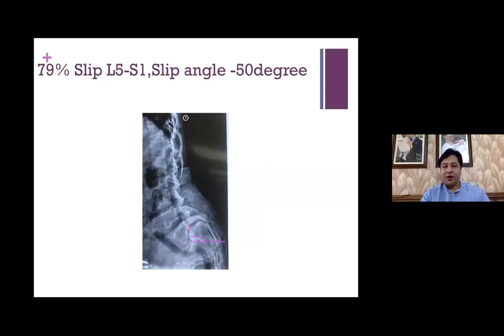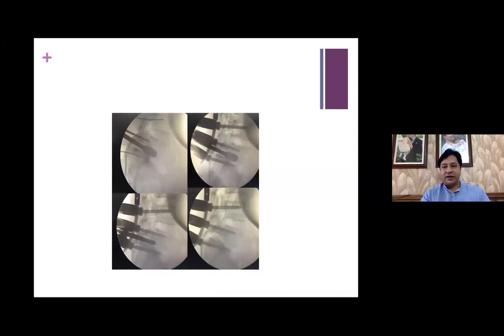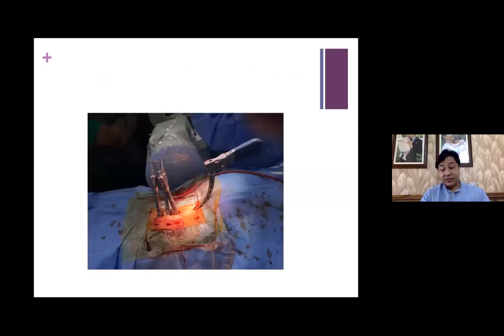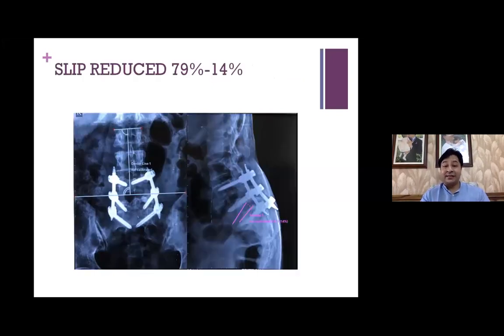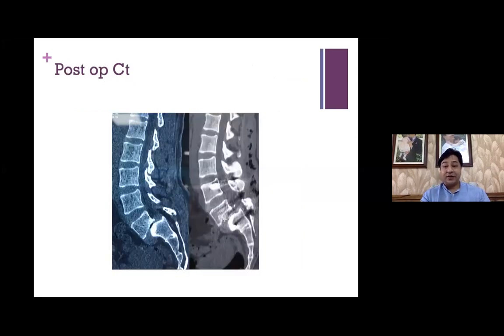Everything through tubular approach. We could reduce the slip, still doing everything MIS. We had to go up to L4 because it was a very high grade slip. And if you see, we have reduced the slip from 79% to 14% with the help of minimally invasive TLIF. And this is the post-op CT scan. You can see there is a good reduction and the spine alignment looks very good.